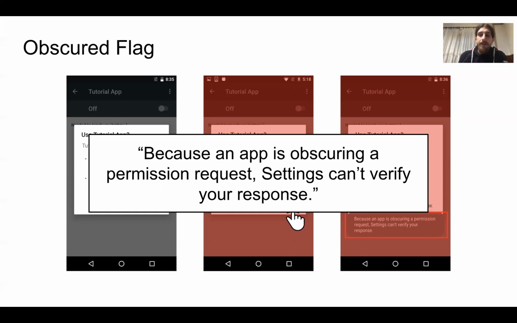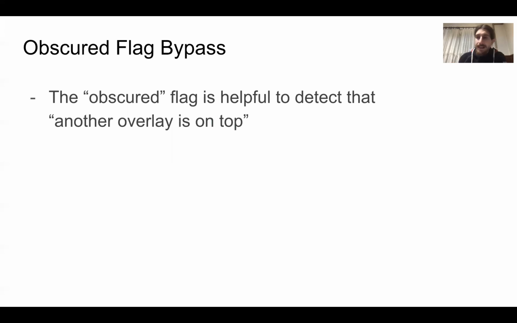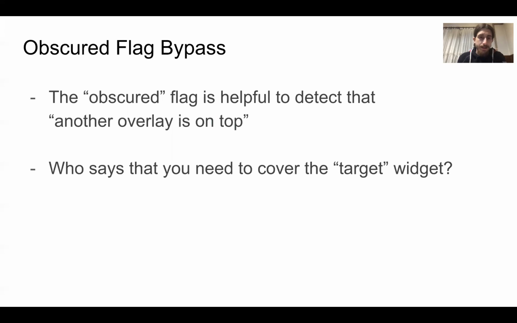So at this point, this obscure flag was the main and only way for the settings app to protect itself. And it was considered somehow secure, but that was one of my main research projects during my PhD, and I found a way to bypass it. So how does it work? The obscure flag is helpful to detect that another overlay is on top. That's what the obscure flag does for you. But who says that you need to cover the target OK button to pull off a clickjacking attack?